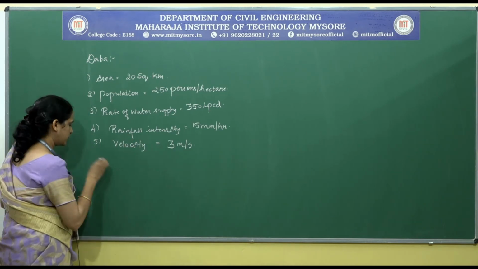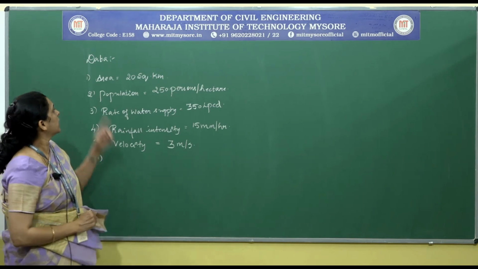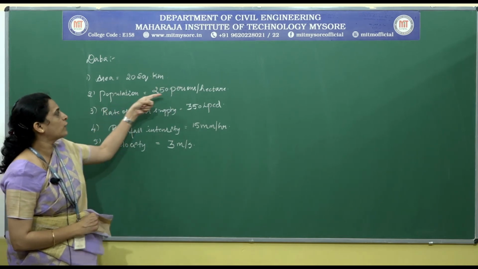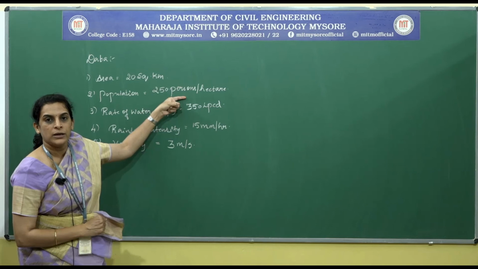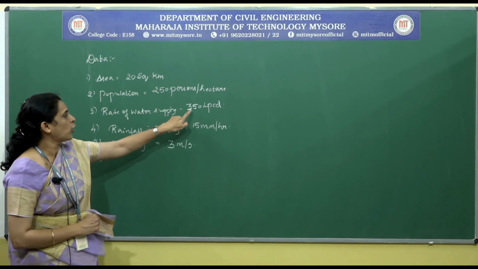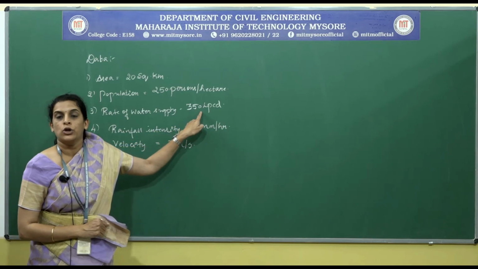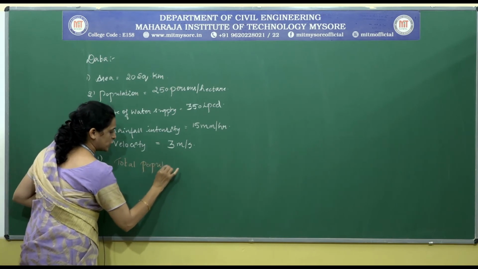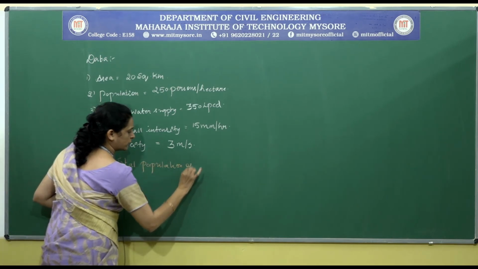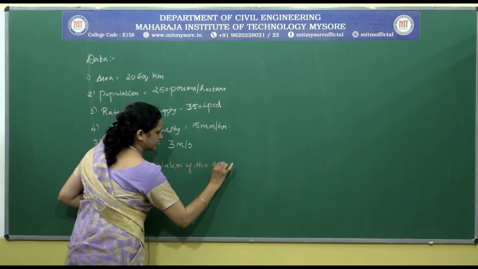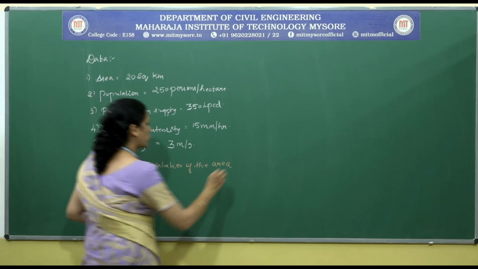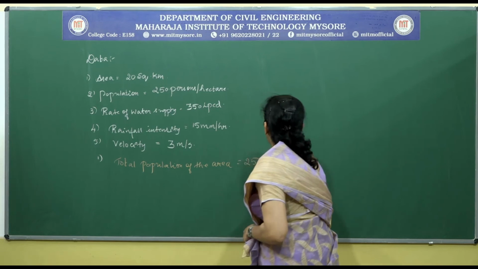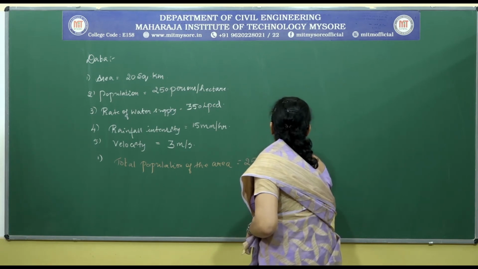So first of all, the area given is 20 square kilometer. With that, the population of 250 persons has to be supplied water at 350 LPCD. Total population of the area is equal to 250 persons into 350 LPCD.